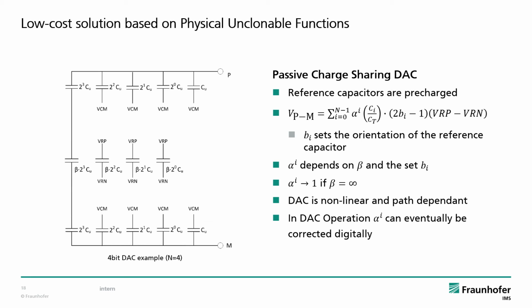With every inserted capacitor, a voltage step at the output, P minus M, occurs. Depending on the scaling factor beta, the voltage step is dependent on the order or permutation of the set stages. Most nonlinearity occurs if we have a very small beta, meaning a small reference capacitor in comparison to the other capacitors in the stage.